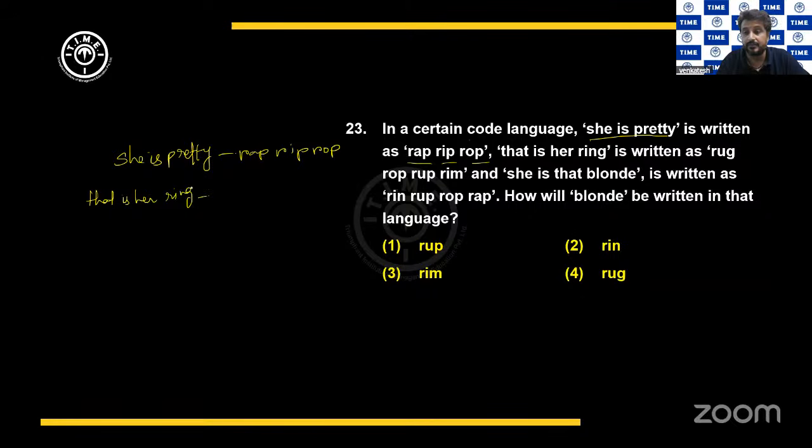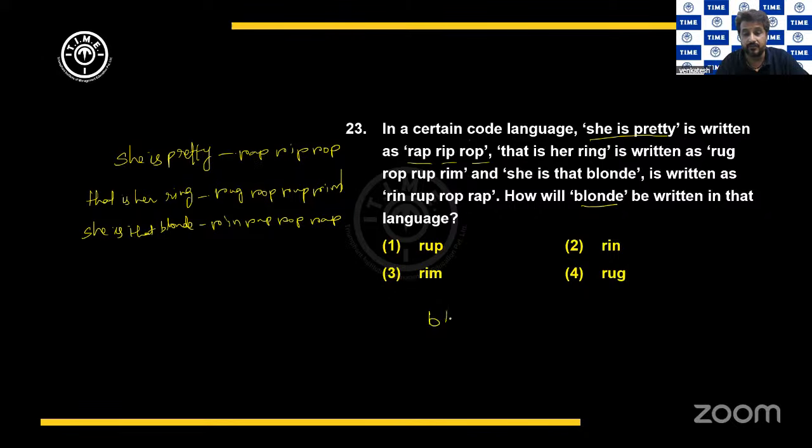"rug rop rup rim", and "she is that blonde" is written as "rin rup rop rap". Now, how will "blonde" be written in that language?